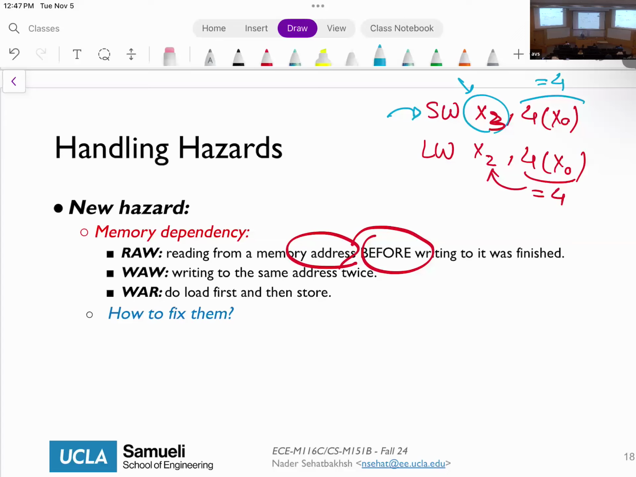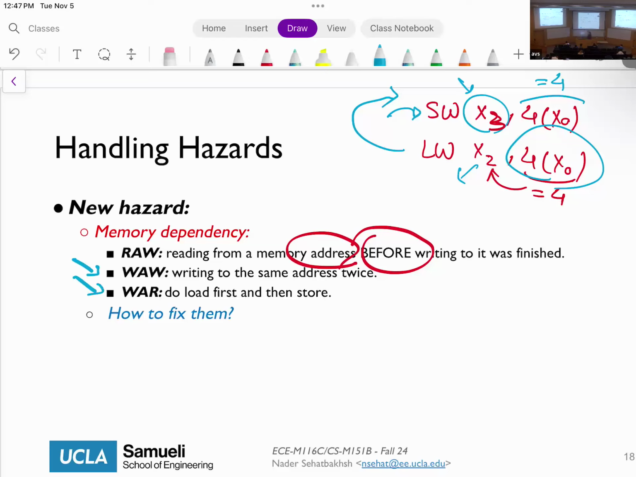But if I execute this out of order, which means I run the load before the store, because for out of order I can reorder things, right? If I run the load before the store, then the value that x2 is going to get is the older value stored in this address, and who knows what that number is. So we're going to have the same problem with RAW data hazards for memory as well. We have to be very careful when we are reordering instructions for memory. And the same thing happens for write after write and write after read, right?